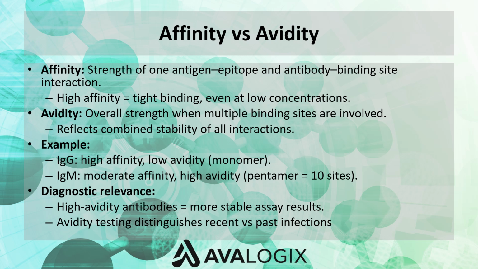IgG antibodies are typically monomeric and have high affinity, but lower avidity compared to IgM. IgM, being a pentamer, has 10 antigen binding sites. Each site may have moderate affinity, but the total avidity is very high. That's why IgM is particularly effective in early immune responses when antigen levels are high.